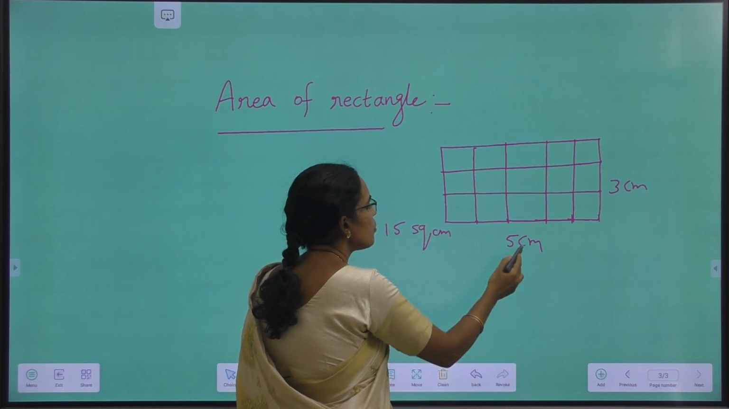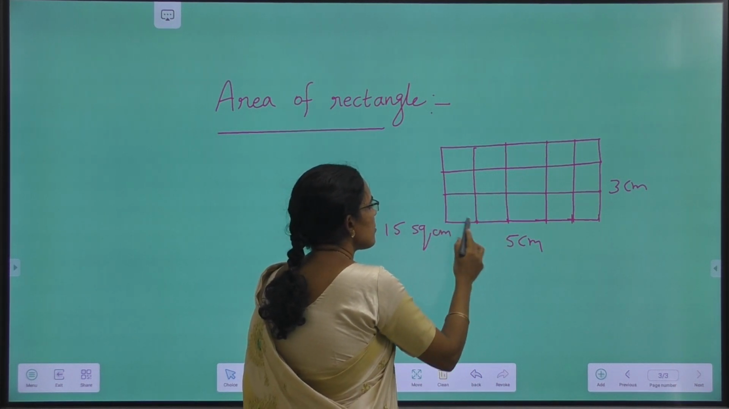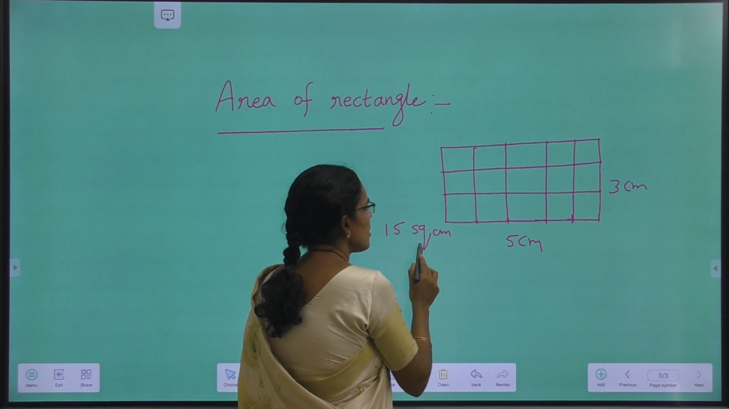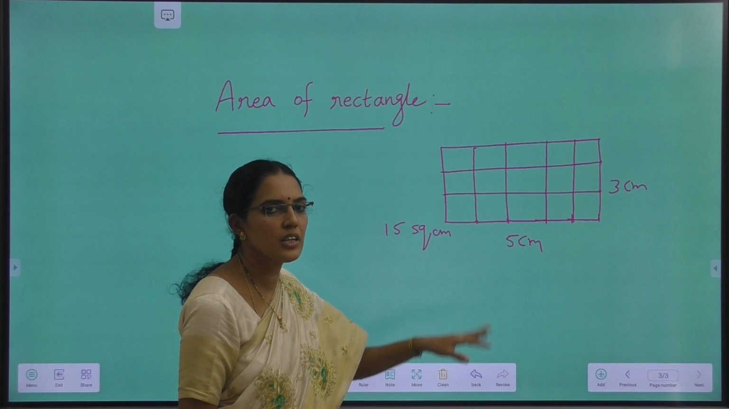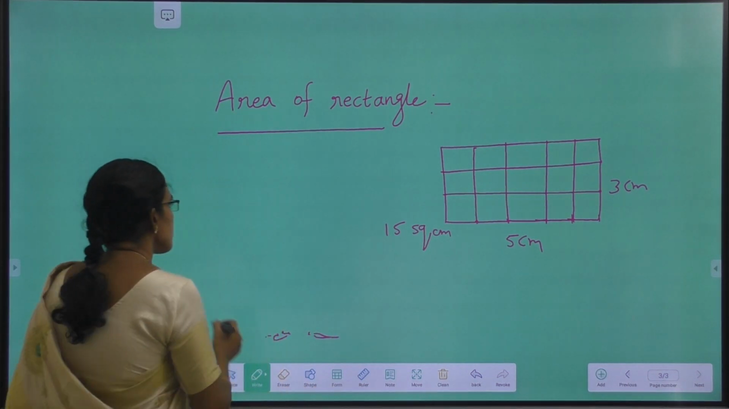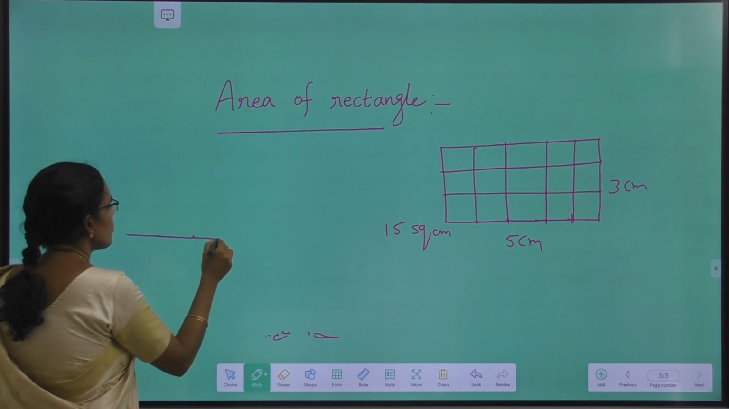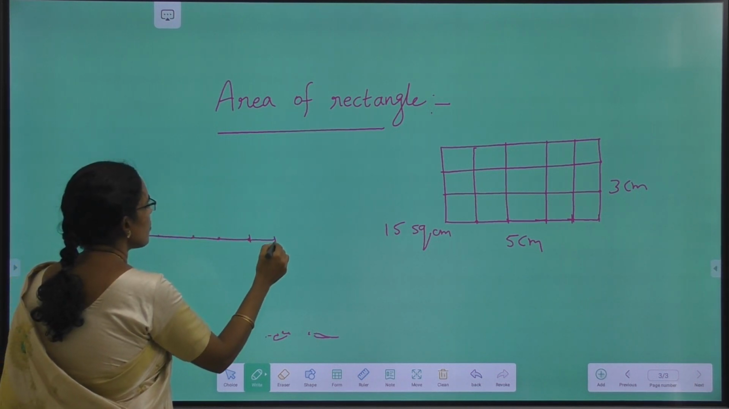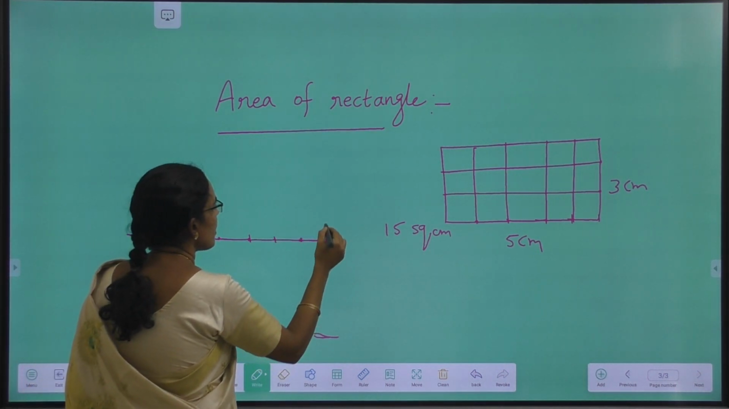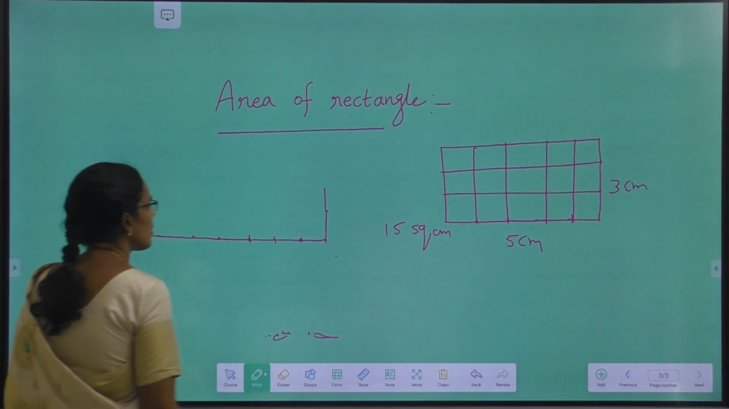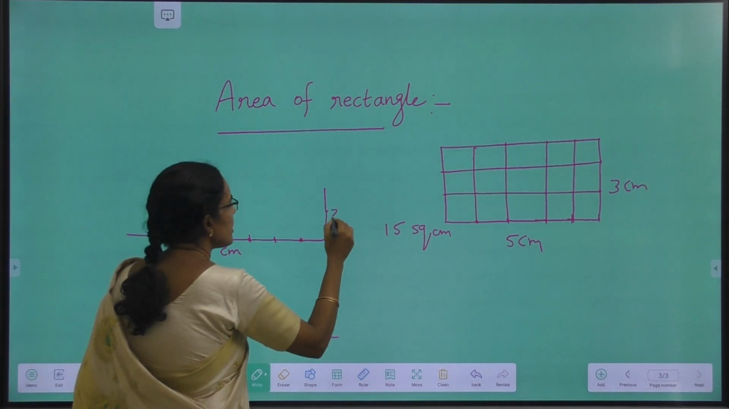We are using unit centimeters. These are all squares. How many squares are there here? 15 are there. 15 squares, and the square unit here, what we took? Centimeter. 15 square centimeters. Now I am taking this time the length of the rectangle 7 centimeters. 1, 2, 3, 4, 5, 6, 7. Then breadth of the rectangle I am taking 2. Length 7 centimeters and breadth 2 centimeters.